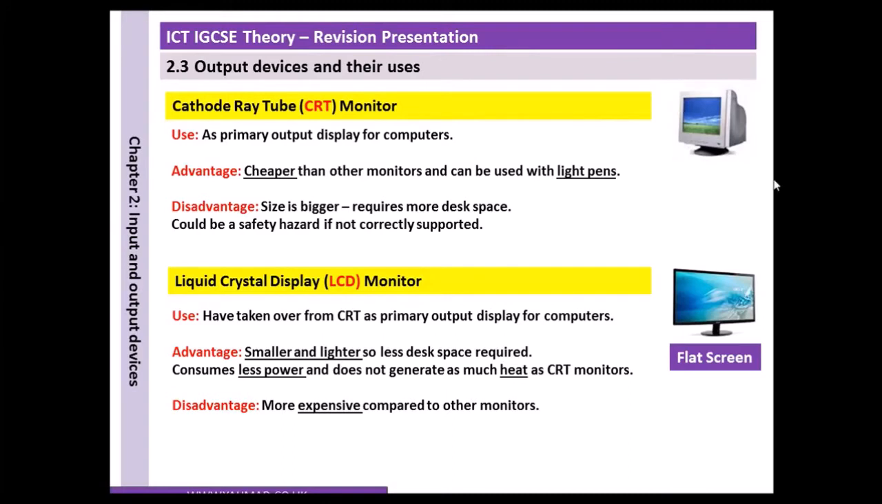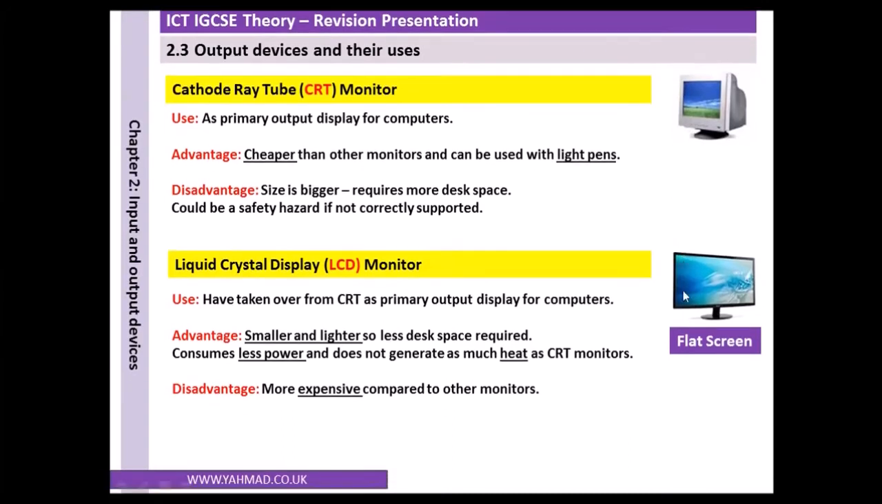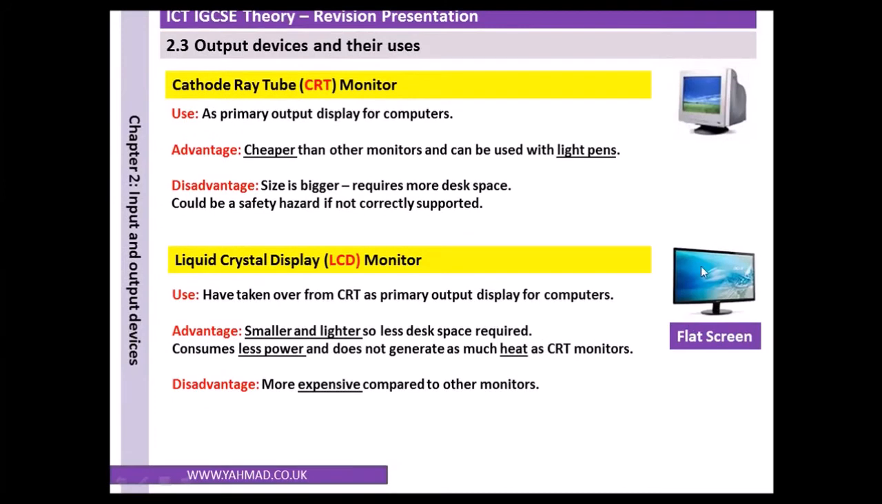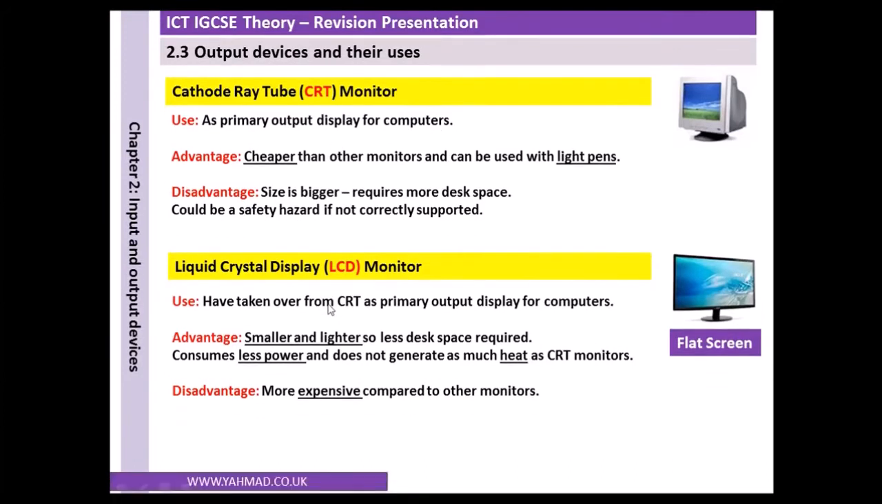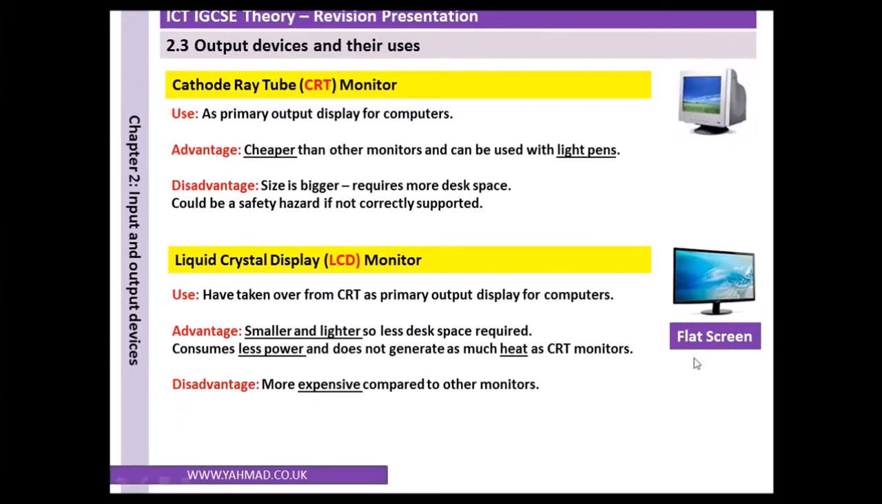So this monitor is used more so now compared to the flat screen monitors. The flat screen monitors are a better alternative these days for a primary output display for a computer. So the first flat screen we're going to be looking at is the LCD monitor. So it's taken over from the CRT as the primary output display for computers.